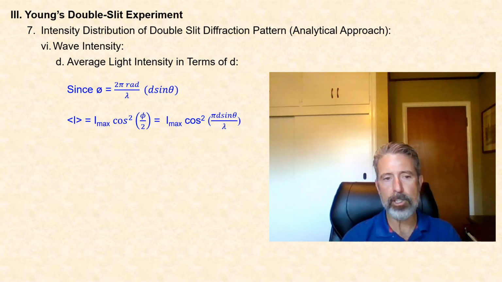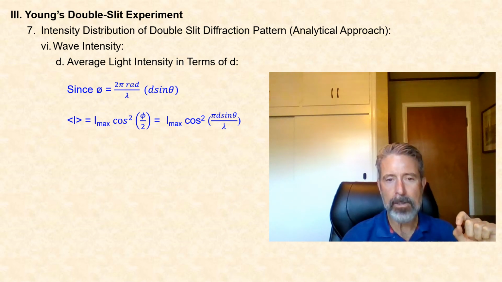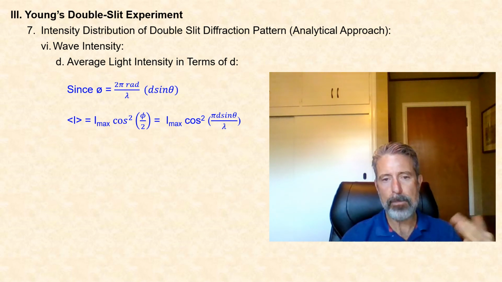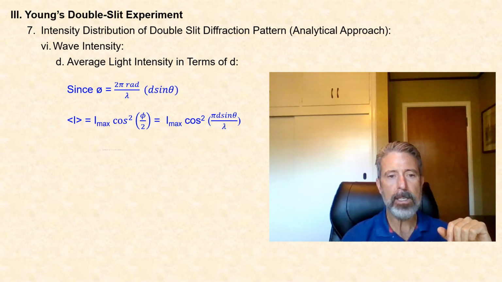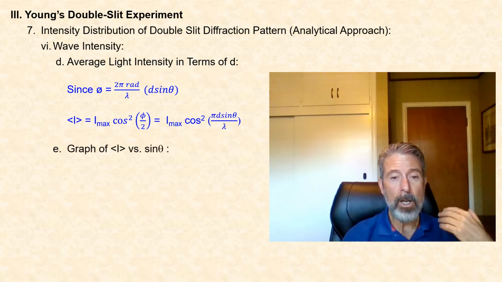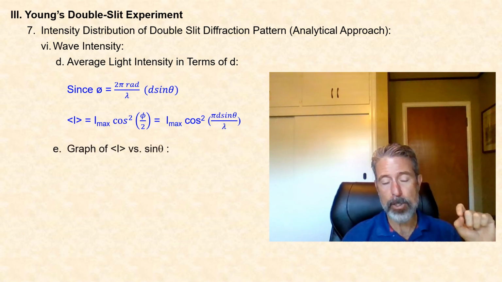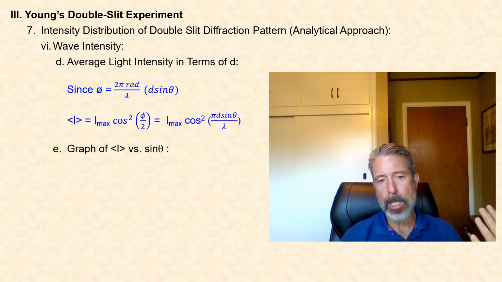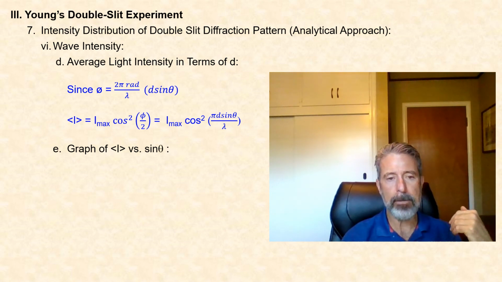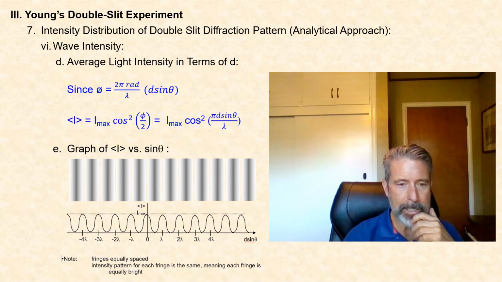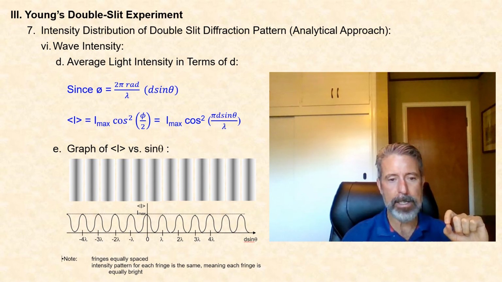And so now you have an expression for the average light intensity of a fringe in terms of theta, which is a measure of the separation distance of these two fringes. So we're going to look at a graph of this average light intensity versus not theta, but say the sine of theta, and we will see that it looks like this.